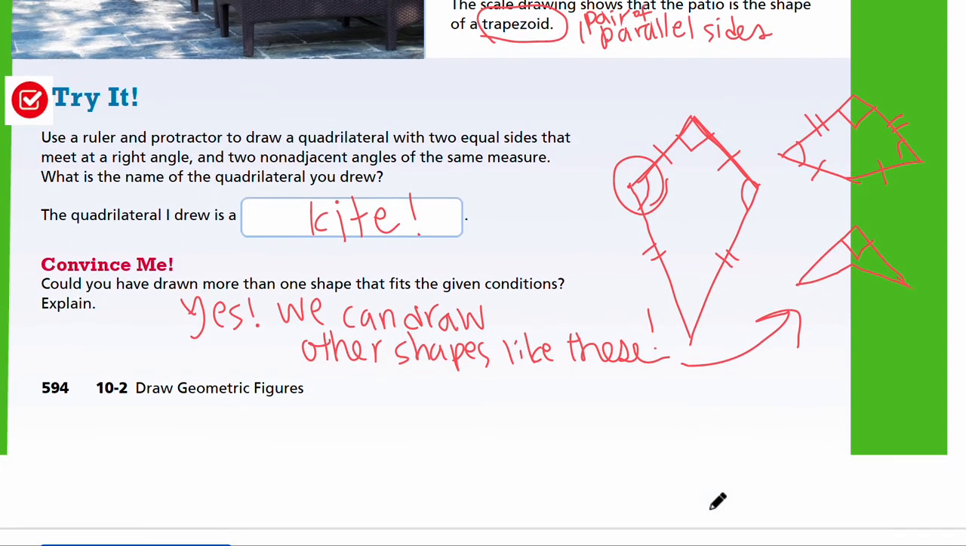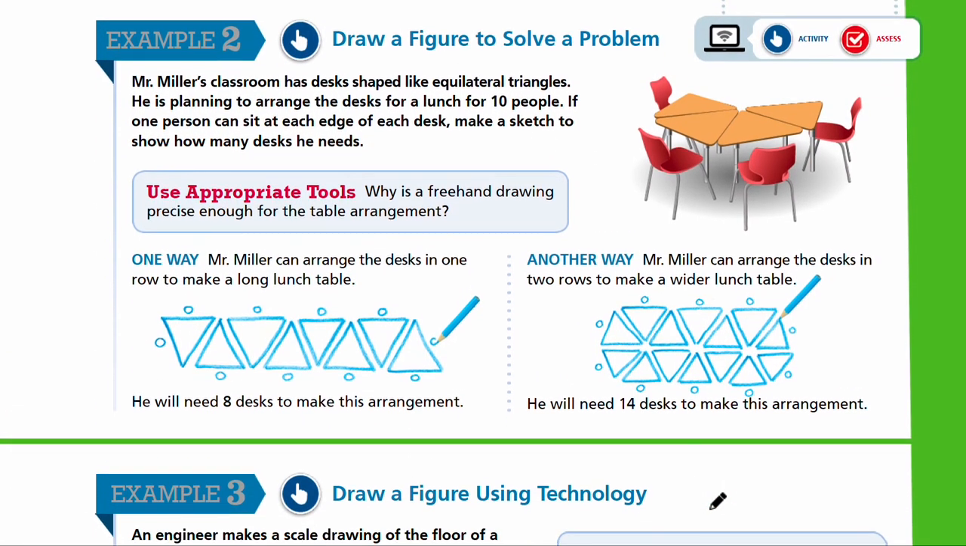So let's move on to example 2. Draw a figure to solve a problem. Mr. Miller's classroom has desks shaped like equilateral triangles, like that. He is planning to arrange desks for lunch for 10 people. If one person can sit at each edge of each desk, make a sketch to show how many desks he needs. So equilateral triangle means that they have all three equal sides, right?